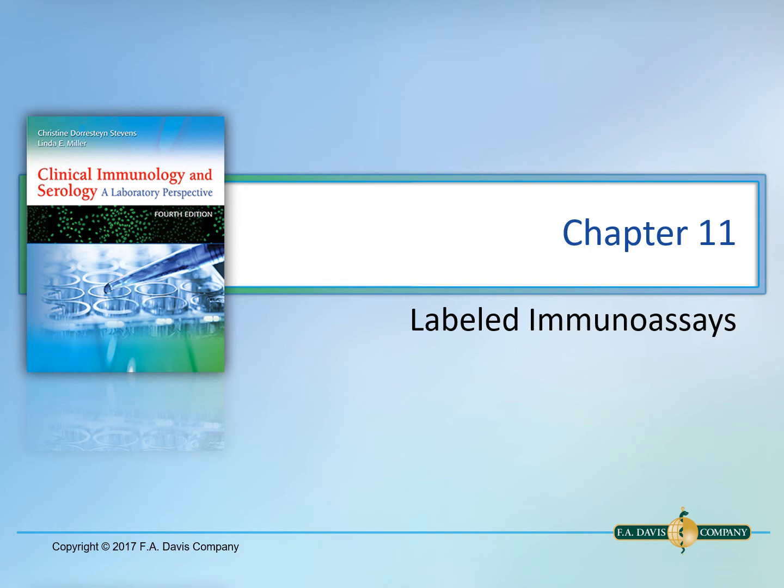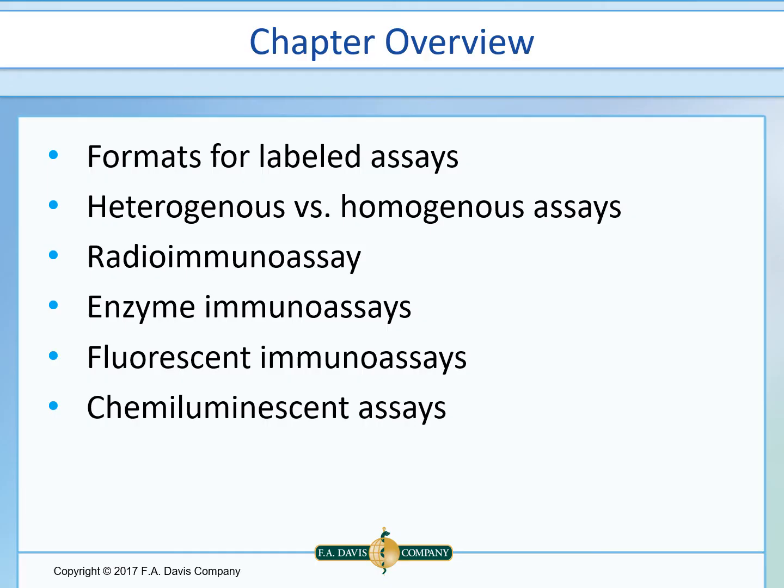In Chapter 11 of your textbook, we'll cover labeled immunoassays. The topics we'll discuss include formats for labeled assays, heterogeneous versus homogeneous assays, radioimmunoassay, enzyme immunoassays, fluorescent immunoassays, and chemiluminescent assays.